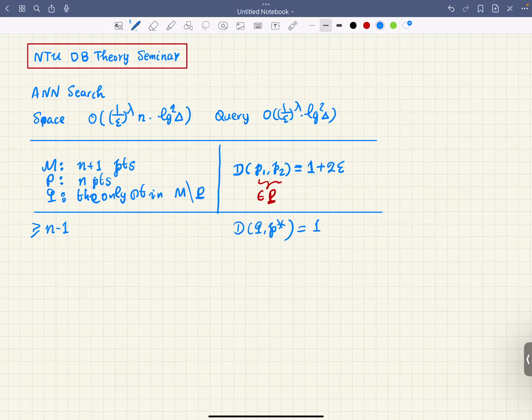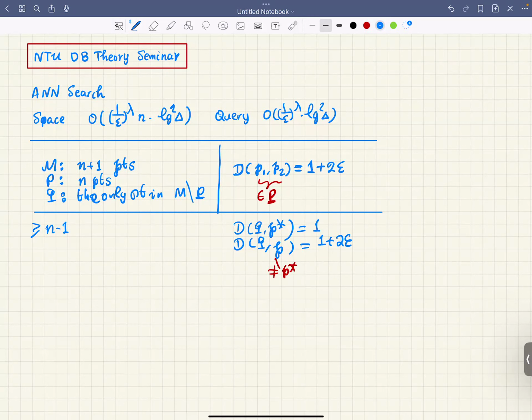And then if this is the case, I also have to define, this is only part of the story. Because I also have to construct the distance values from Q to all the other points. So if this P is not P star, then you know what? I will make it 1 plus 2 epsilon again. So I can even tell you this is what's going to happen in the end. I won't lie.